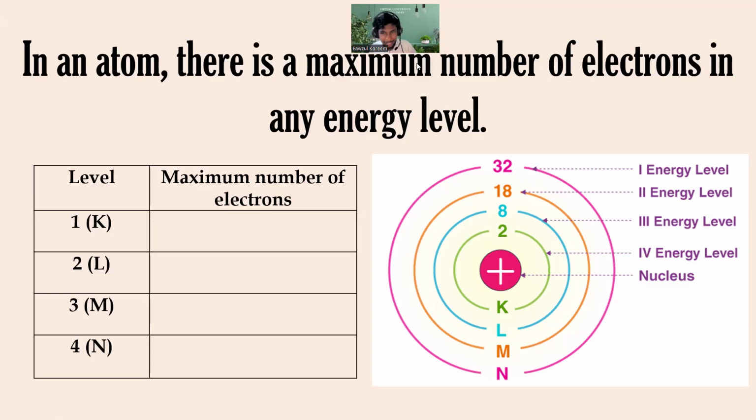Okay. Here, now, there's a very interesting thing, right? The first energy level has space for only 2 electrons. In the first floor, we have how many rooms? 2 rooms.